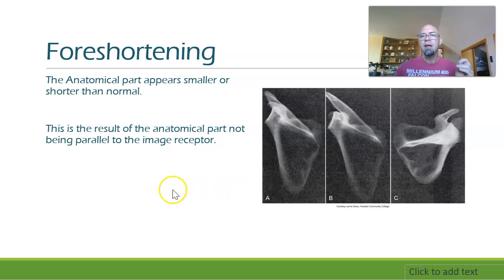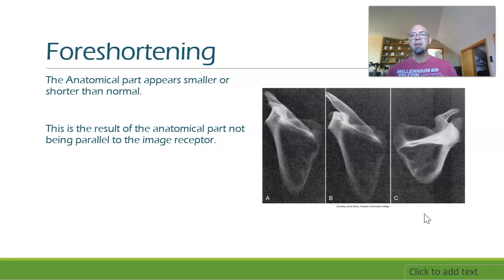And then we've got an example of both foreshortening and elongation on this picture here. Foreshortening is when an anatomical part appears smaller than normal, and that would be letter C. Letter A is your normal scapula with the least amount of distortion as possible. And letter C means it's been angled. It's almost as if it's standing almost totally upright.